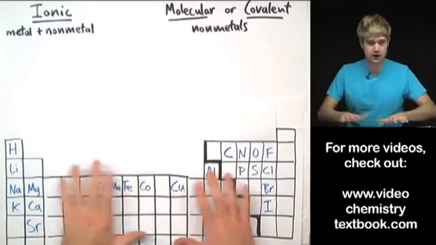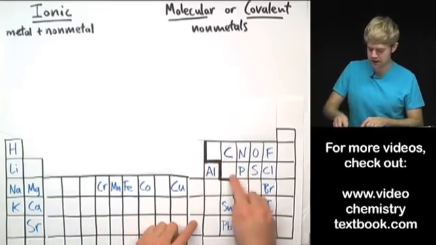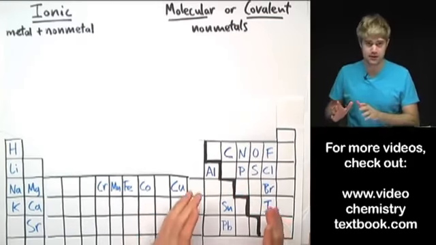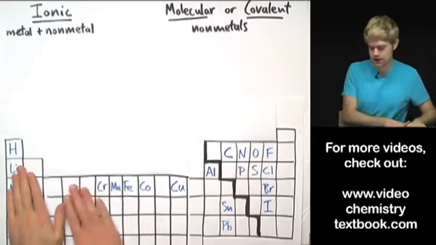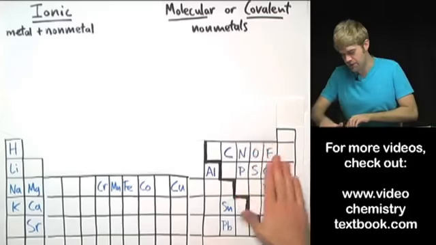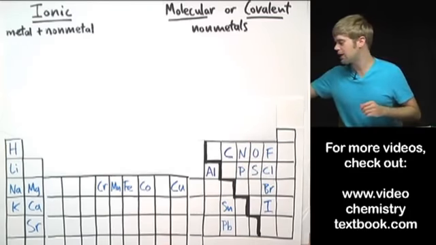I've left out a lot of the elements because they're not important, but what is important is this big, thick staircase that divides the periodic table into two parts. On this side of the staircase are the metals, and on this side of the staircase are the nonmetals. Okay, so here are a couple examples.